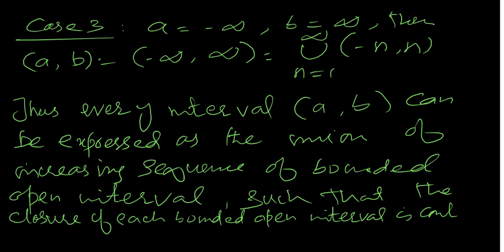There is no such function f from R to R which is continuous on rationals and discontinuous on irrationals. Okay, actually it's the application of Baire category theorem.